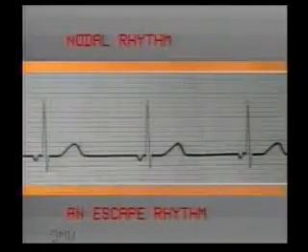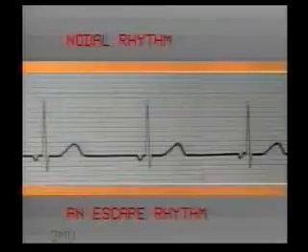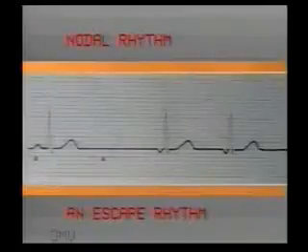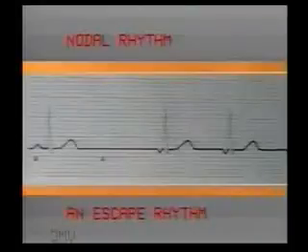Here we see bradycardia due to nodal rhythm. The P waves are inverted and the rate is about 60 per minute. Usually it follows a sinus arrest with nodal escape rhythm. Note the sinus arrest followed by nodal rhythm.